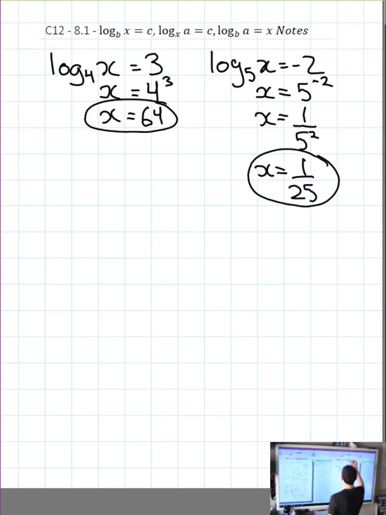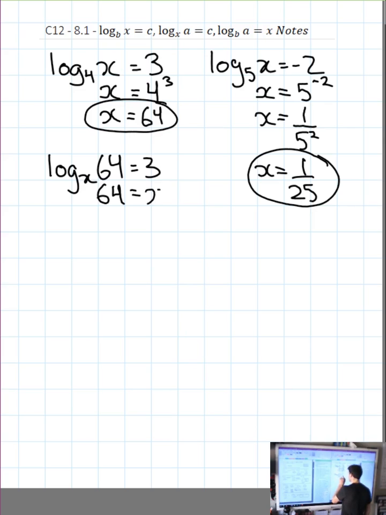So now let's see what happens when we have a base of x. So log base x of 64 equals 3. So again, let's change to exponential form. 64 equals the base to the other side. Now last chapter we learned if I have a variable with an exponent, I simply want to take both sides to the reciprocal of that exponent. And I do that because 3 times 1/3 is 1, and that eliminates the exponents.